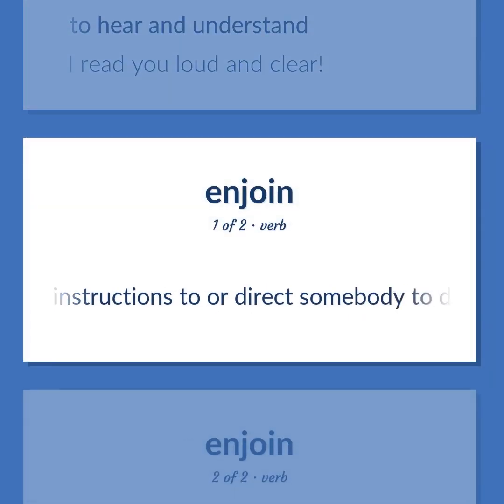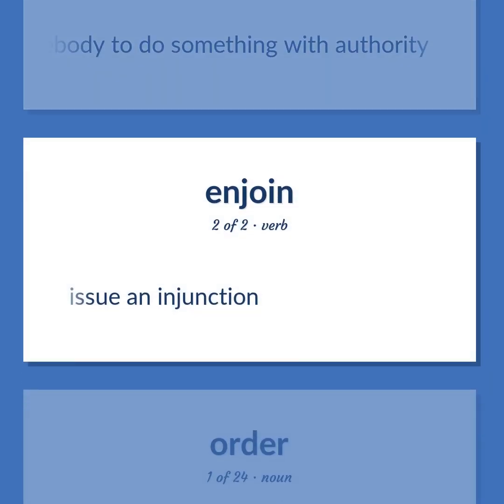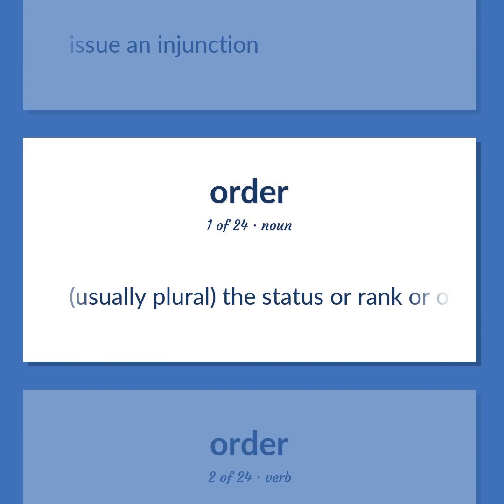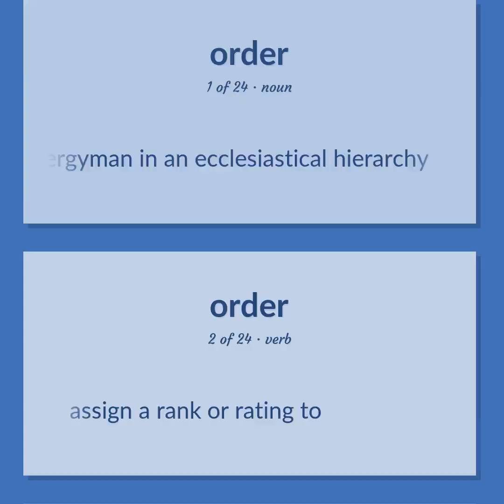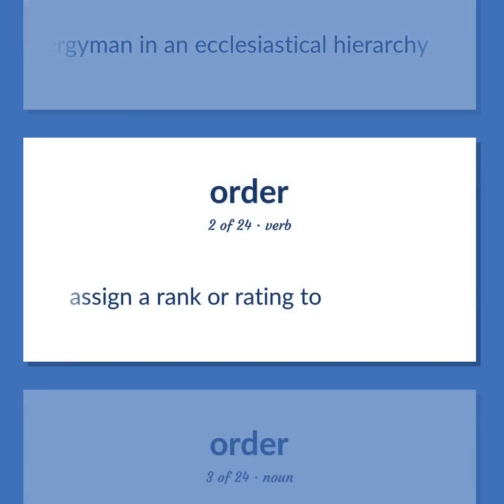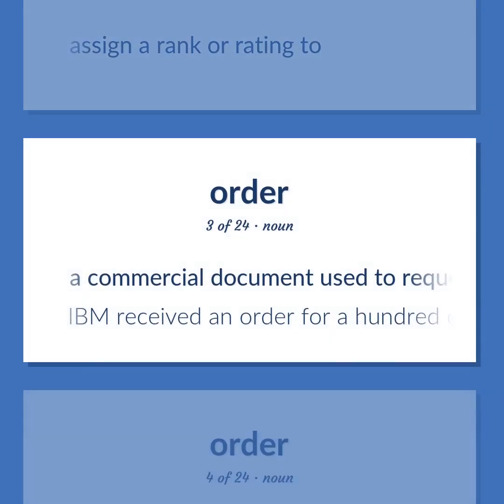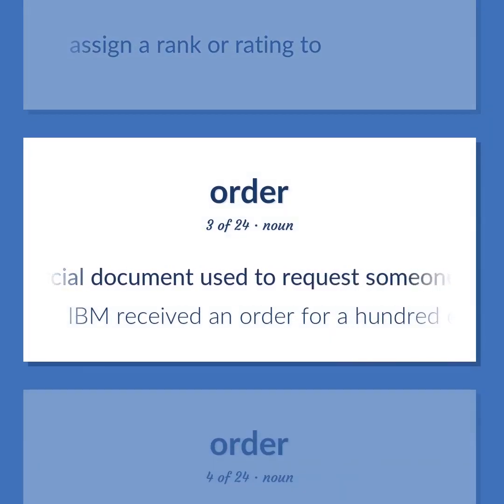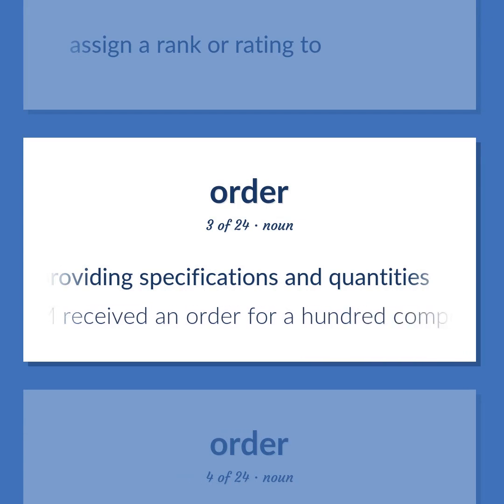Give instructions to or direct somebody to do something with authority. Issue an injunction. Usually plural, the status or rank or office of a Christian clergyman in an ecclesiastical hierarchy. Assign a rank or rating to. A commercial document used to request someone to supply something in return for payment and providing specifications and quantities. IBM received an order for 100 computers.